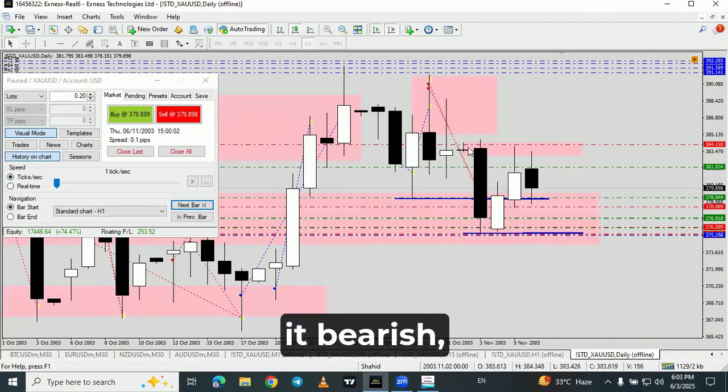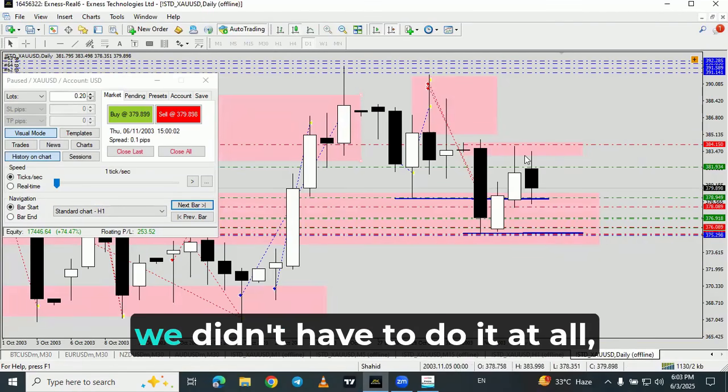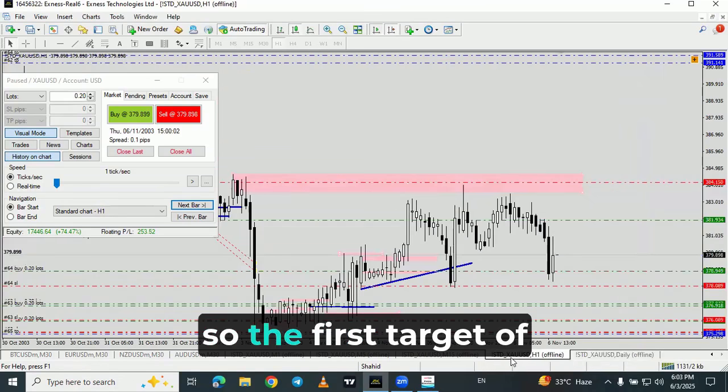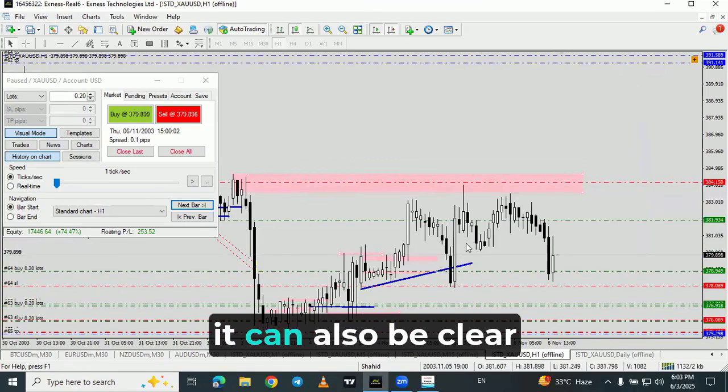Which zone was making it bearish? This was the engulfing pattern. We didn't have to do it at all. The market can also come to trade this whole zone. So the first target of the selling was here. It can also be clear.